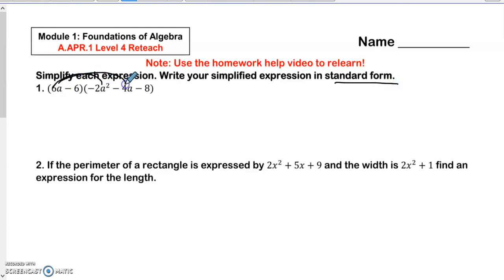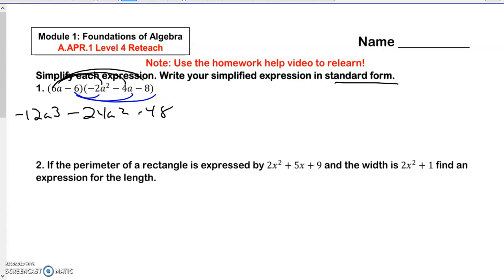So I'm going to take this and distribute, and then I'm going to take this number and distribute. When I do that, I'm going to get a negative 12a to the third, because it's one negative. I'm going to get another negative 24a to the second, because it's negative. And I take the 6a and a minus 8, that's going to get me a minus 48.